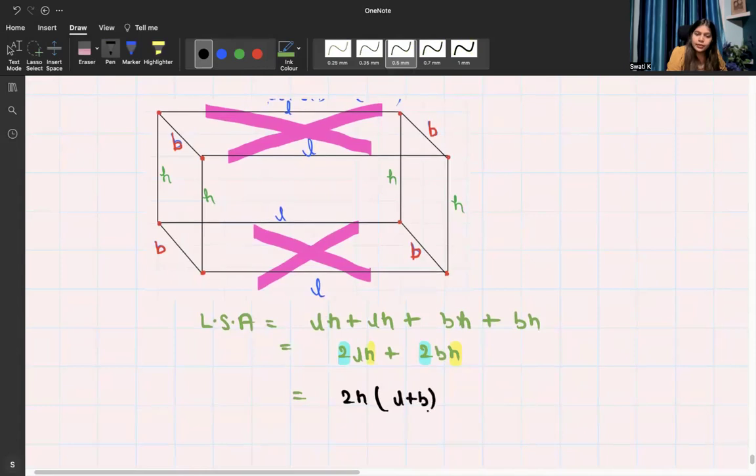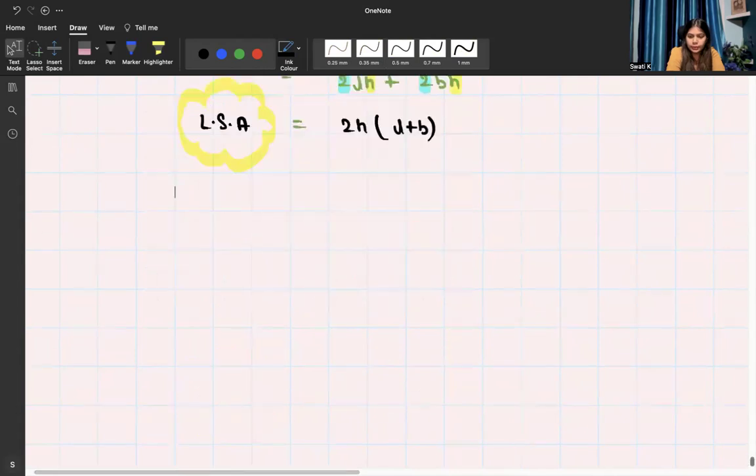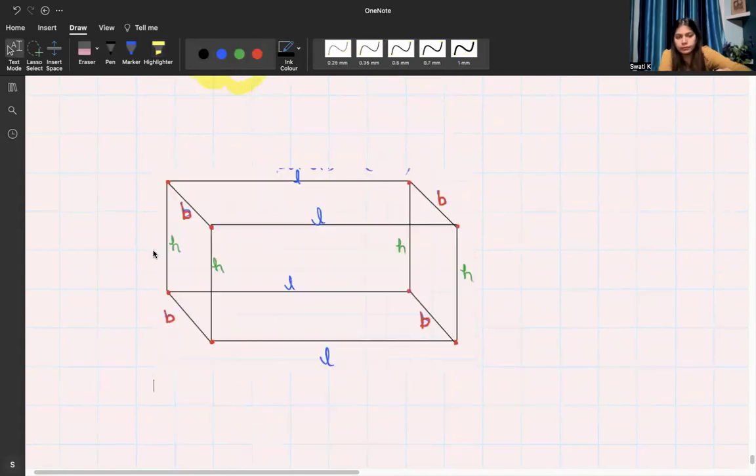It's L plus B. So that's why, what is the lateral surface area of a cuboid? The formula is 2 times H times (L plus B). That's the formula. Next is the volume, right? So I'll explain to you how to find out the volume. For that, I will just be taking the same shape again.